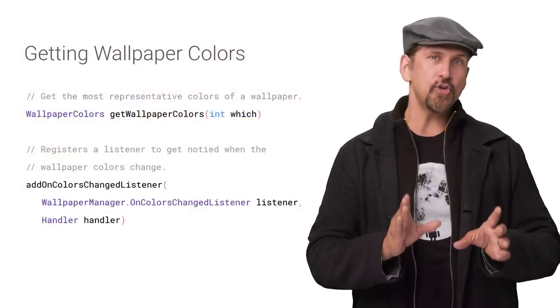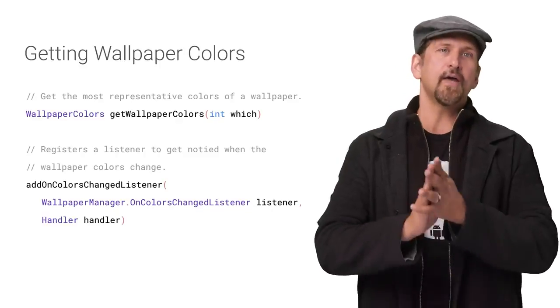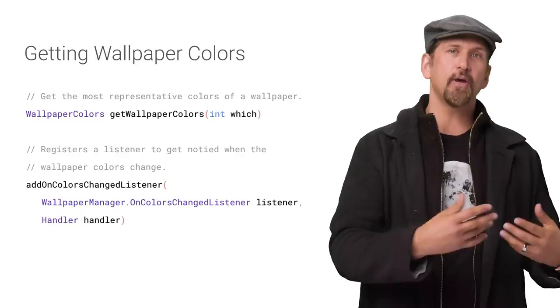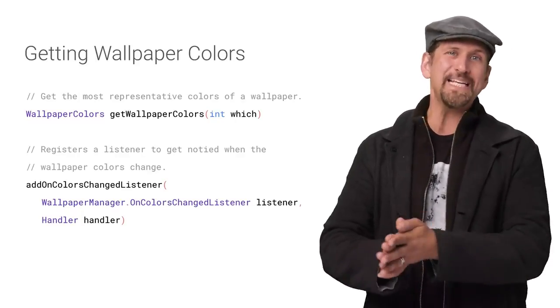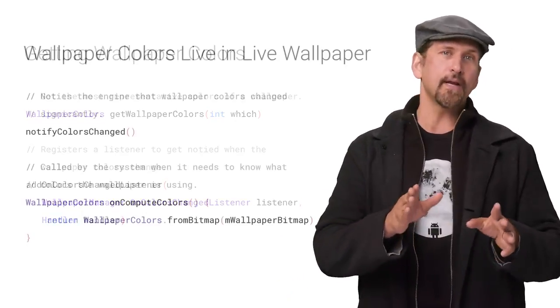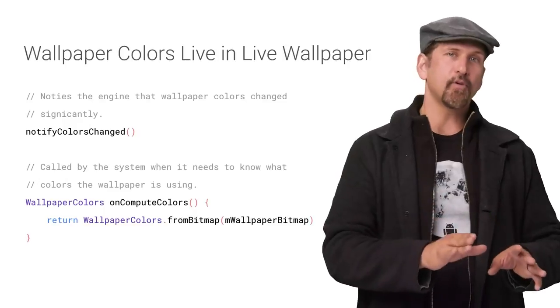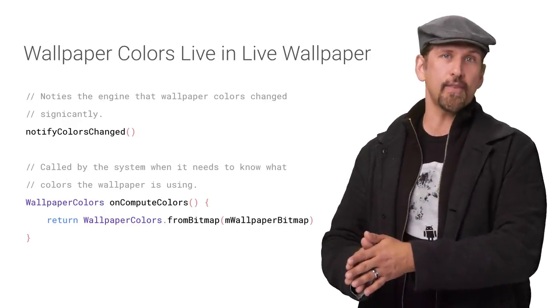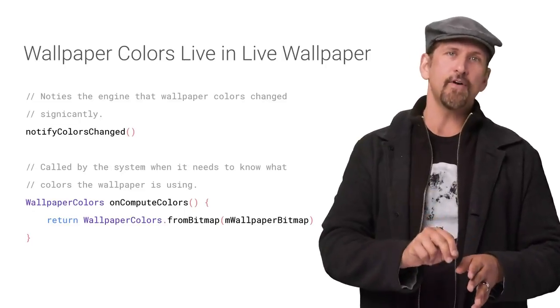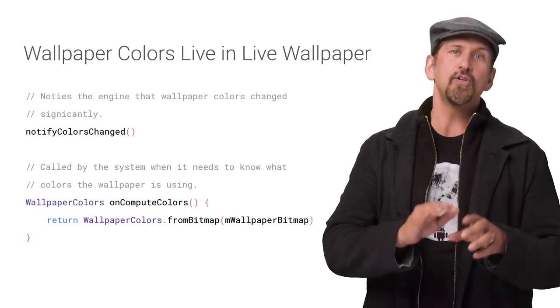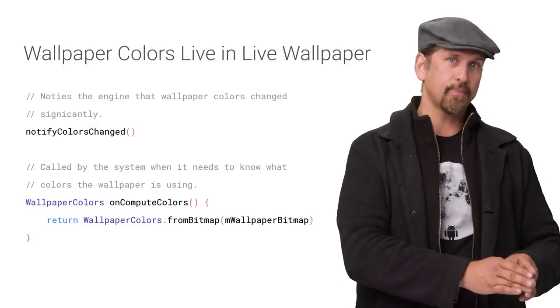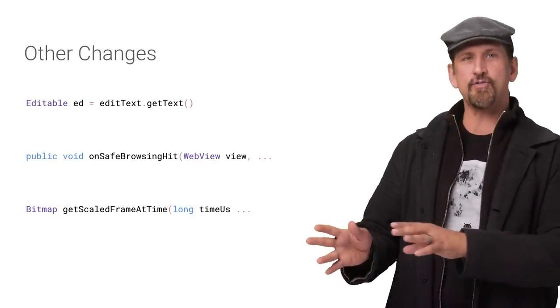Android 8.1 includes new APIs in the WallpaperManager to get the most representative colors from the current wallpaper. And the System UI and Pixel Launcher will adjust the colors they use based upon this API. If you've made a live wallpaper, you notify the wallpaper service whenever your colors change significantly, returning them in the onComputeColors method. We recommend using the utility functions within the WallpaperColors class to automatically select these colors from a representative bitmap or drawable.